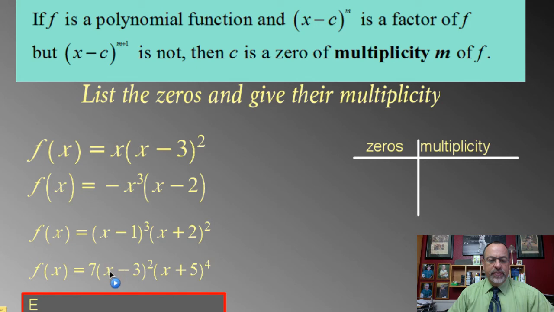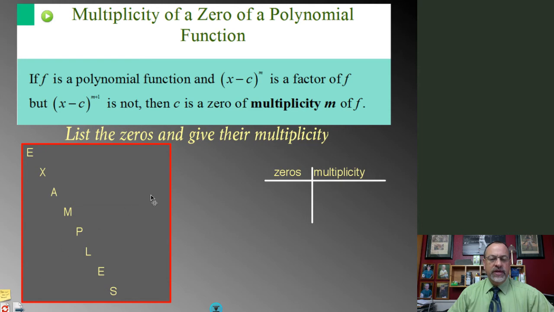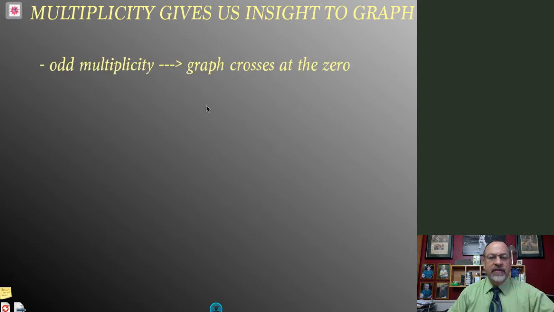x minus 3, we could put 3 in here, and it has a multiplicity of 2. Negative 5 in here would have a multiplicity of 4. Okay, so those are zeros and multiplicities, and we did work with those last year, but how does that help us with the graph? An odd multiplicity means that the graph will cross at that zero. So it will change from positive y values to negative y values at that zero.